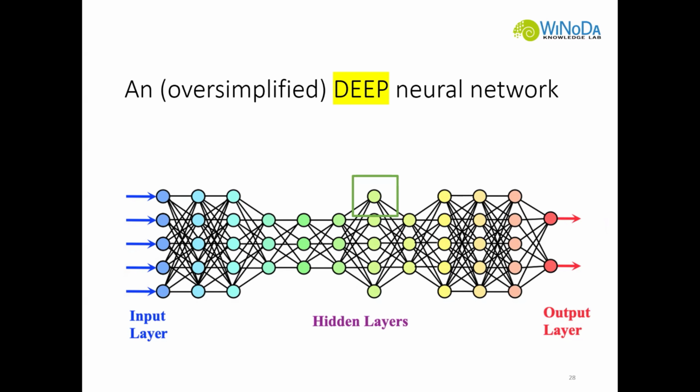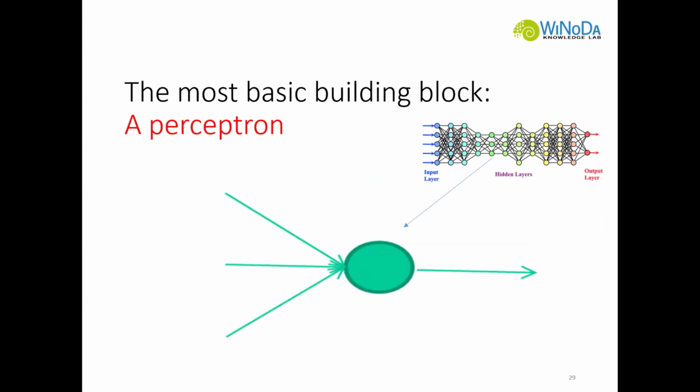Okay. Now, in either basic or simple, the atomic structure or the most basic building block of all these things are these little circles here, as we saw. And this is what is called a perceptron. A perceptron looks more or less like this. It has some input, it does something with it, and it spits out an output.